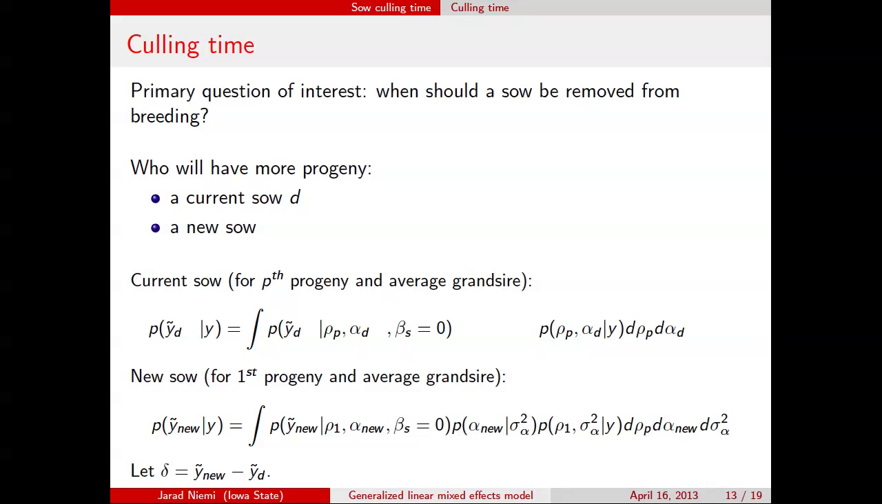Okay, so that's what we're going to do. Finally, delta here is just going to be the difference in the number of progeny for the new minus the current sow. So ideally what we want is delta to be big. That means we would choose to bring in a new sow if delta is greater than 0, all other things being equal.